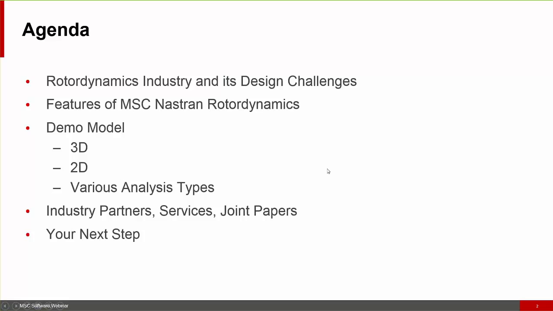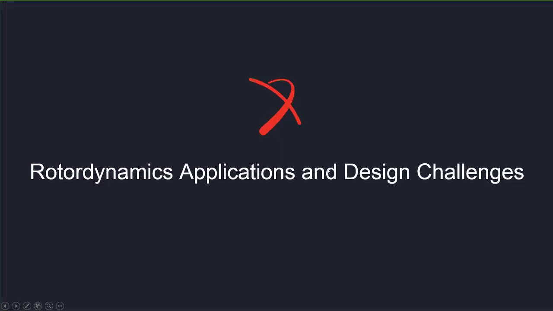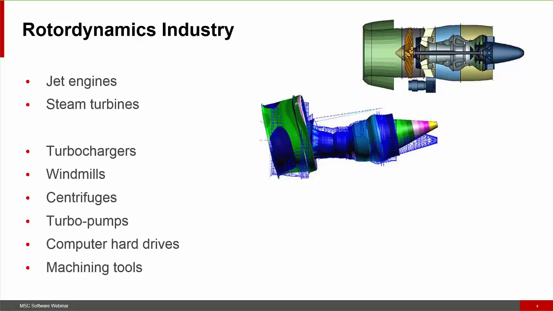And so first of all, about the applications and design challenges in this space. MSC Nastran has a big footprint in aerospace, so I guess it's not too surprising that we're working with jet engines and aeroderivative power gen applications, but the rotordynamics industry is quite large, so we do see additional applications in various industries, and I'm just mentioning here a few: automotive, power generation, and so forth. So anytime you see something fast spinning in the industry, you think of rotordynamics.